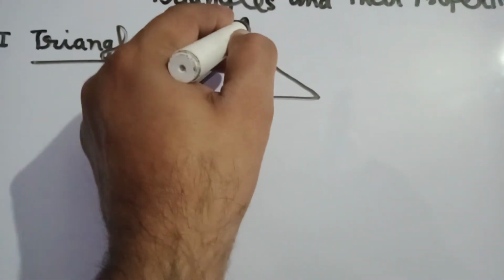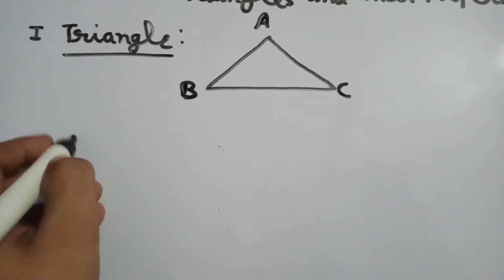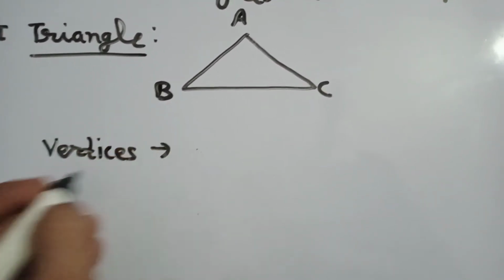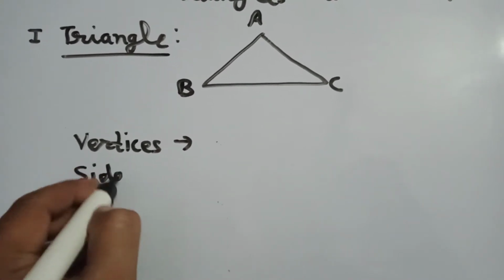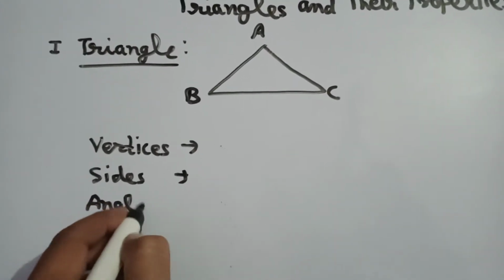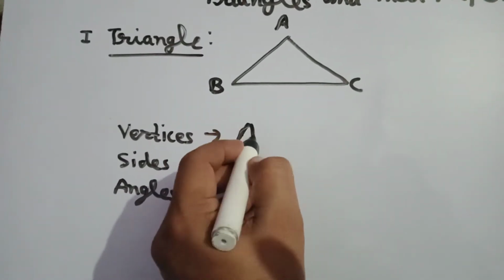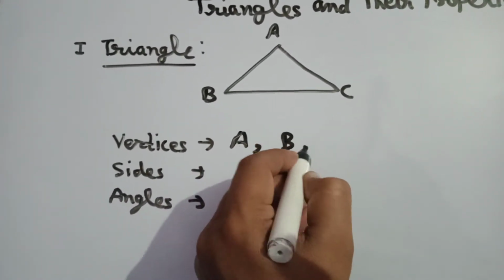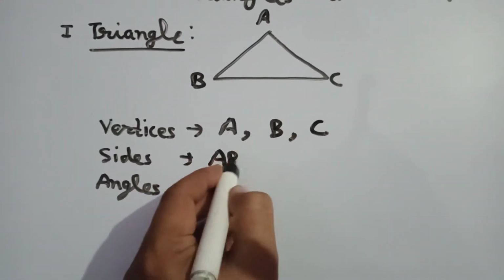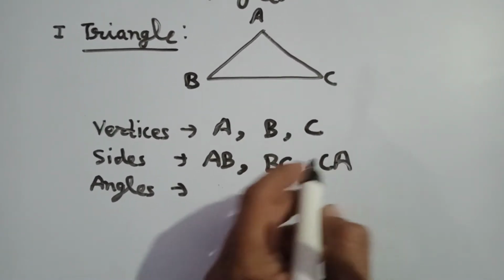The name of the triangle is ABC, and the parts of a triangle are: number one, vertices; second, sides; and third, angles. The vertices of the triangle are vertex A, vertex B, and vertex C. The sides of the triangle are AB, BC, and CA or AC.